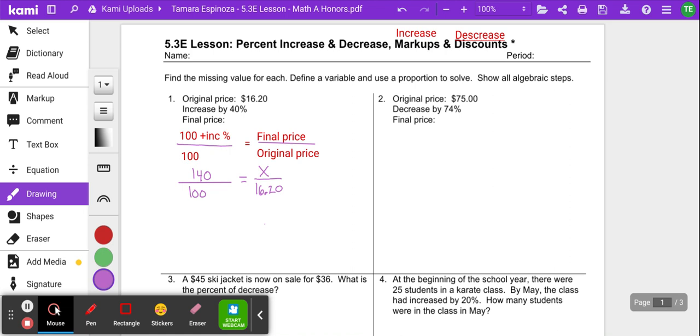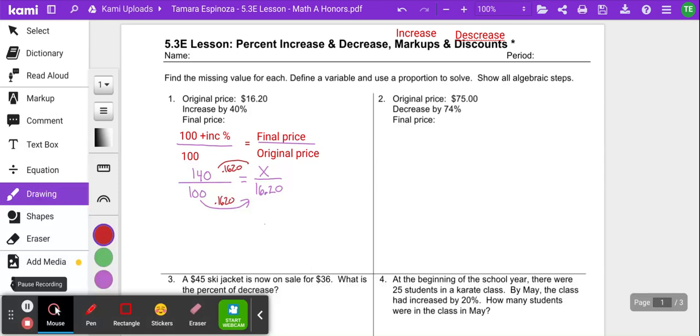Okay, so I have to decide if I want to scale up or if I want to do cross products. Whatever you like would be fine. Easy to go scaling down from $16.20. That's just 0.1620 because the 100 would move it 2 spots over. So I see what I can multiply by easily. But if you don't see that, you can always stick to cross multiplying, and that would be totally fine.